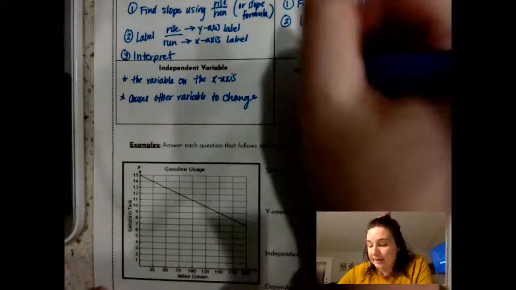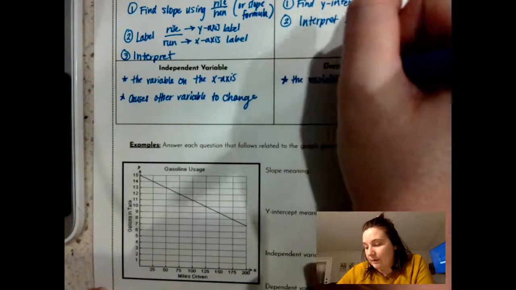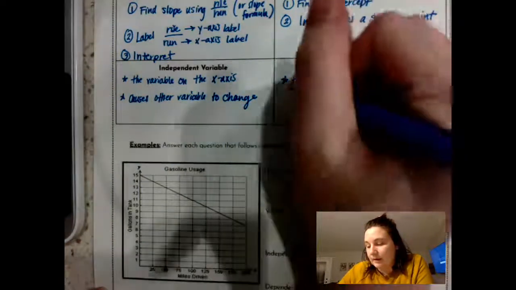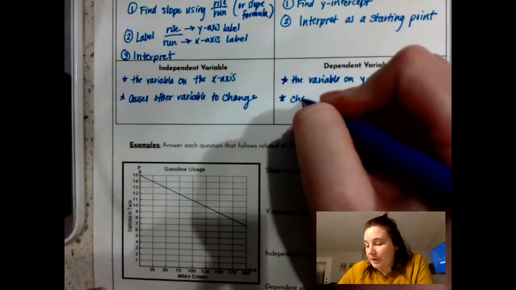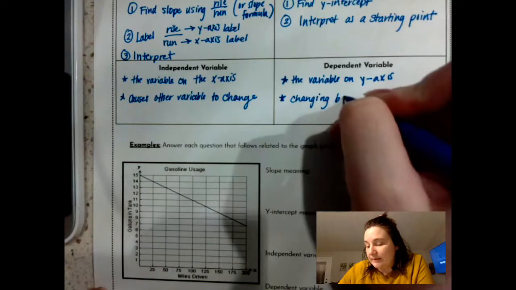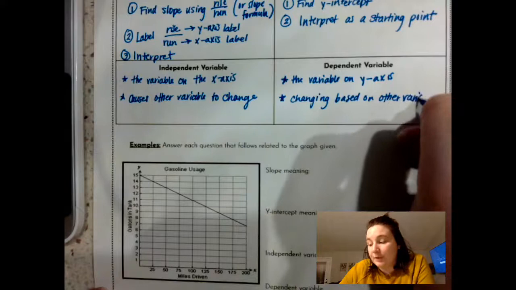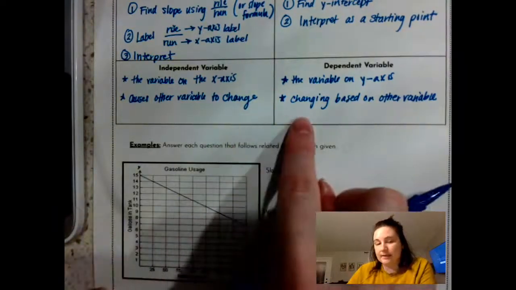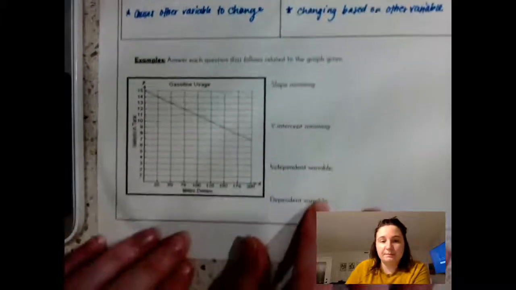So then our dependent variable is the variable on the y-axis. And also it is changing based on the other variable. So the only reason it's changing is because the other thing is happening. So again, if you need to pause this to get these both down, please do so. But let's go through an example.